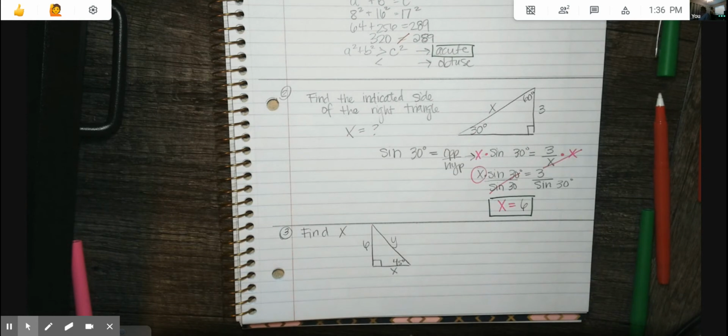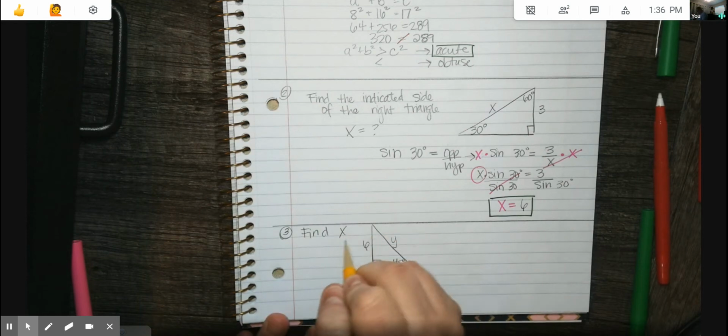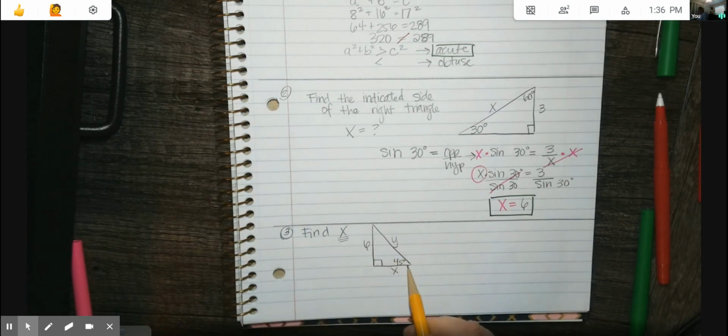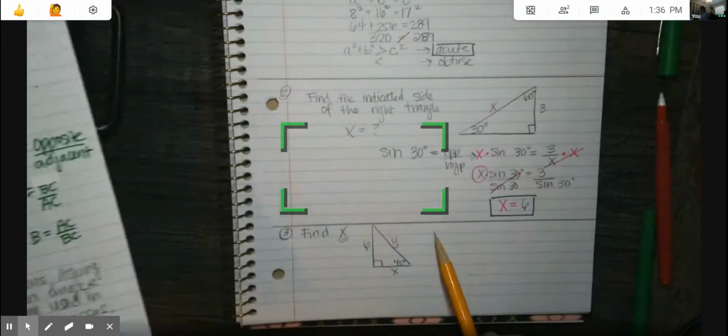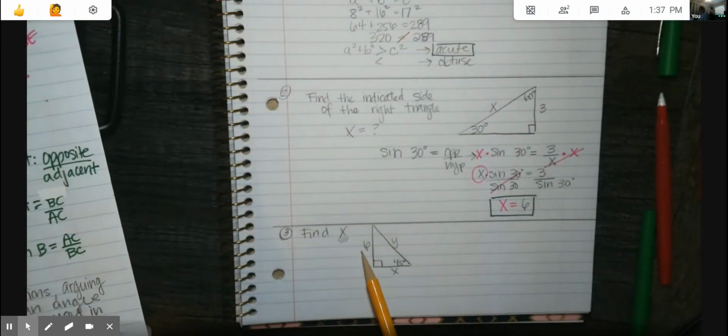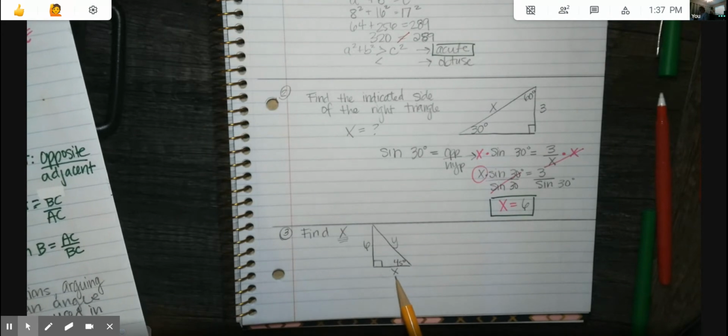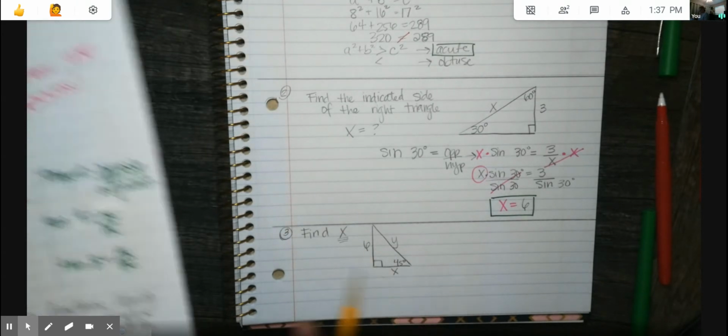So in order to figure out which formula I'm going to use, once again, I need to look at what I know and what I don't know. So this one's asking you to find x. Right next to that 45-degree angle is x. And when it's immediately next to, we call that the adjacent side. And I know the opposite side. So I know 6, and I need to find x. I know the opposite. I need to find the adjacent.